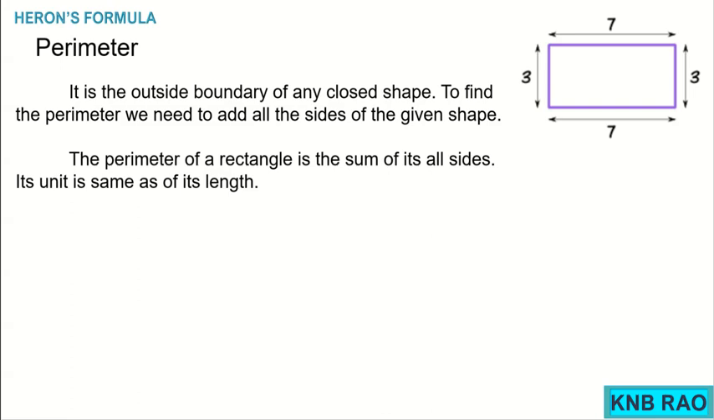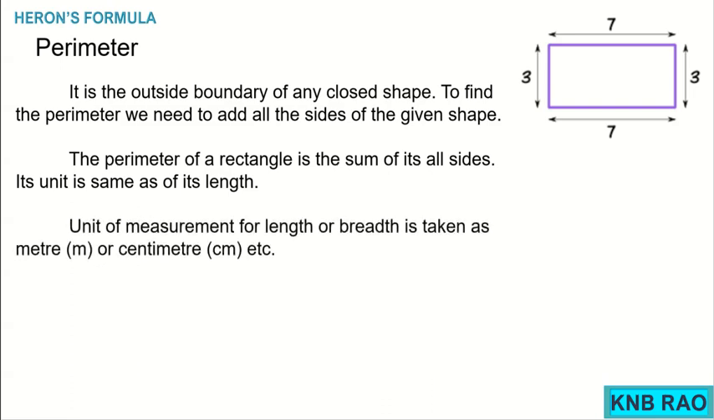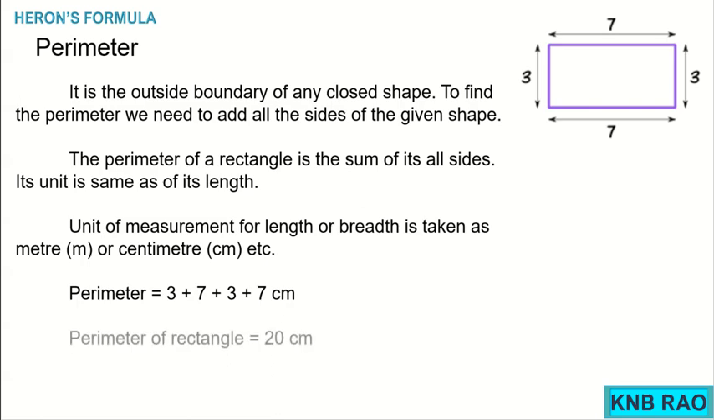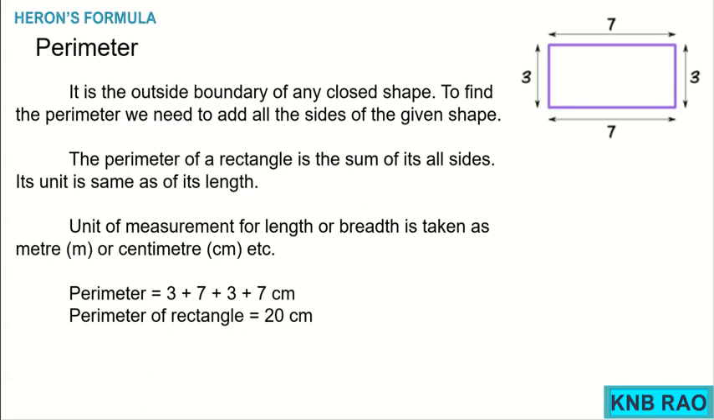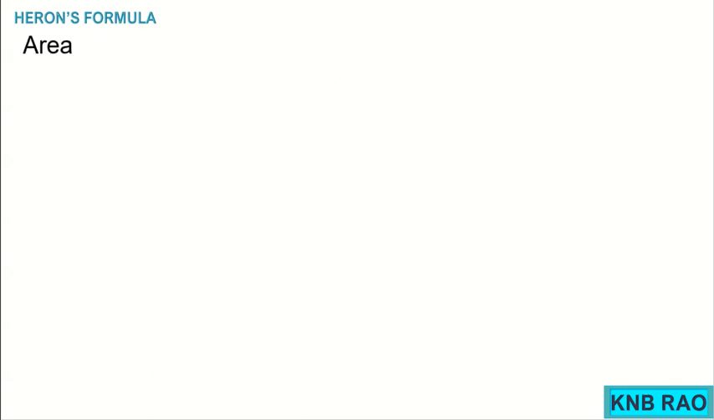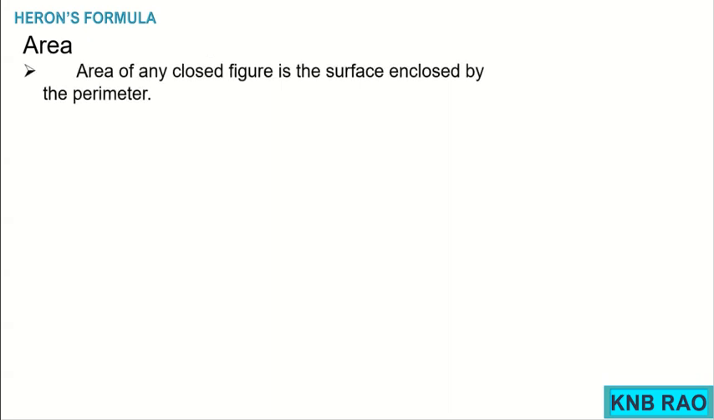Okay? Unit of measurement of length or breadth is normally taken in meters or in centimeters, etc. Thus, the perimeter of this rectangle is 7 plus 3 plus 3 plus 7, that is totally 20 centimeter. Now, what would be the area? So, area of any closed figure is the surface enclosed by that perimeter.